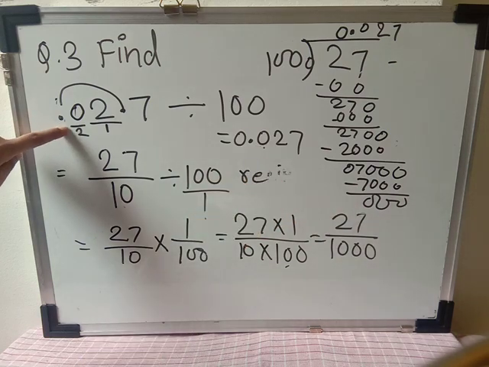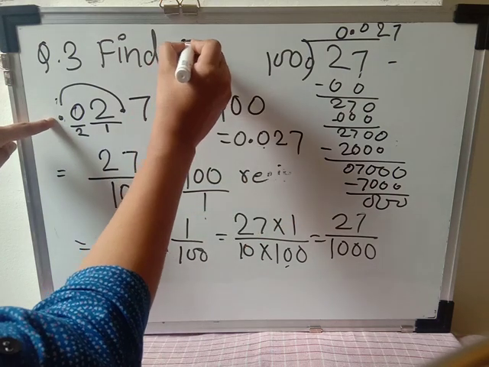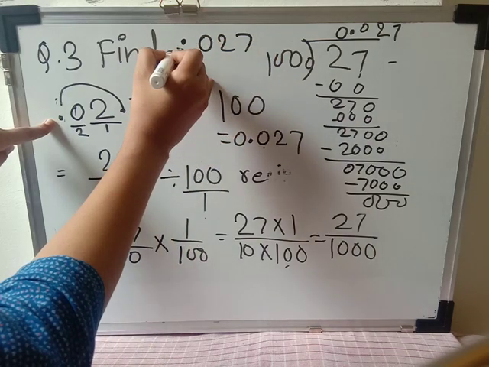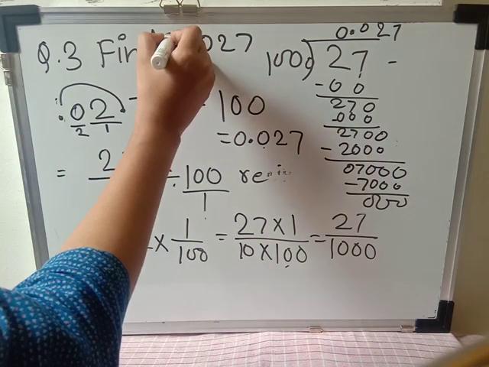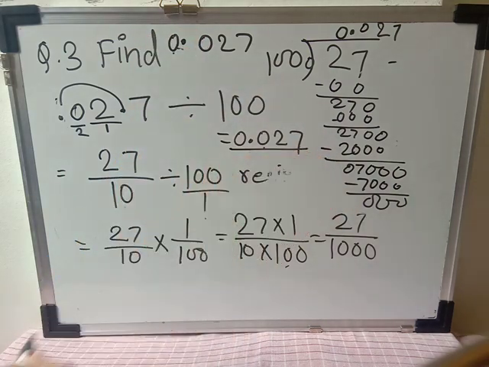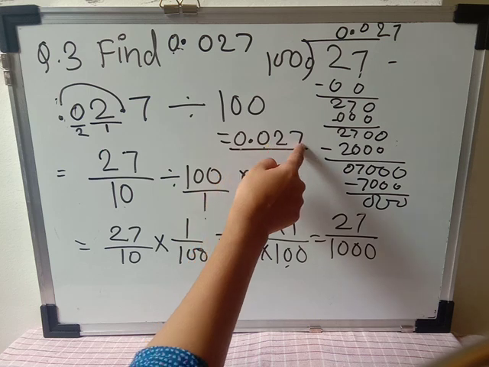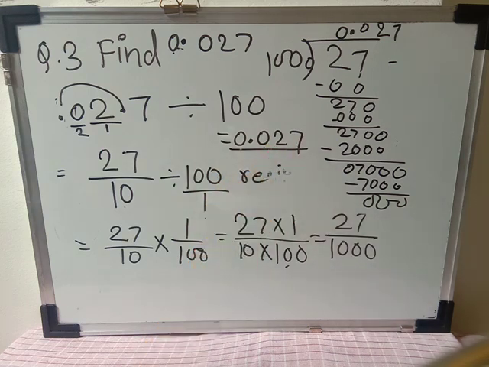Now I told you in the previous session, we can never write a decimal like this. Okay, so before the decimal nothing is there, it means we have to take 0. Okay, so see the answer. Our answer is 0.027. Okay, I hope you are understanding what I am trying to say. Let's take another example so you will understand it better.